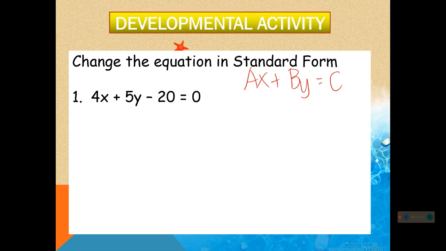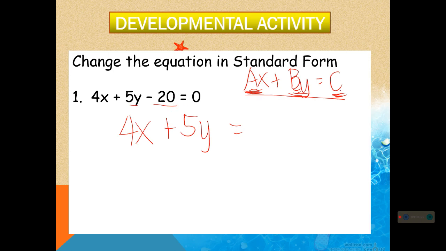Okay, good. So, again, we have a, b, and c are real numbers, and a and b should not be equal to 0. Okay? So, let us have 4x plus 5y minus 20 equals 0. How are you going to write that equation in this form? Yes, so you will just follow the term with the variable x will be our ax. So, that is 4x. And then, our by will be the term with the variable y. So, it is 5y. So, we have here positive 5y. Equals, so the term c is the constant or the term without variable. So, we have here negative 20.